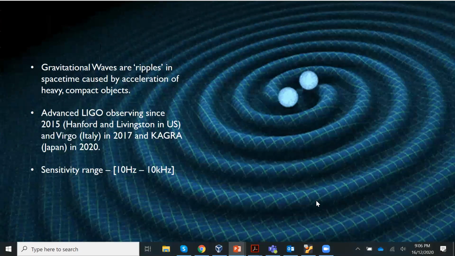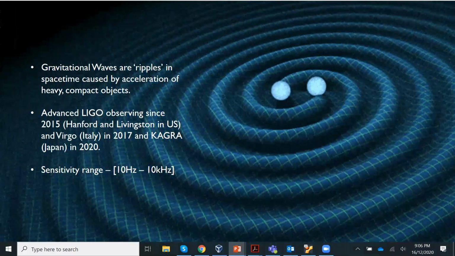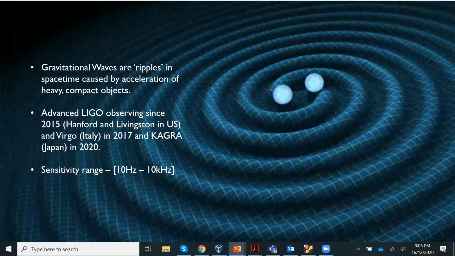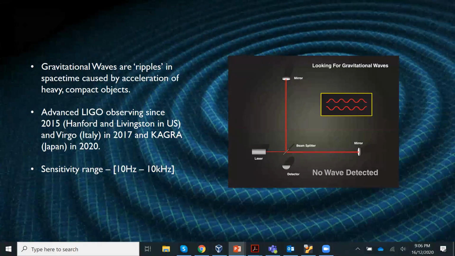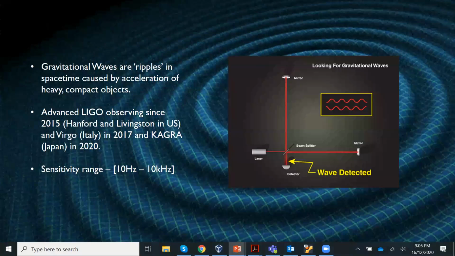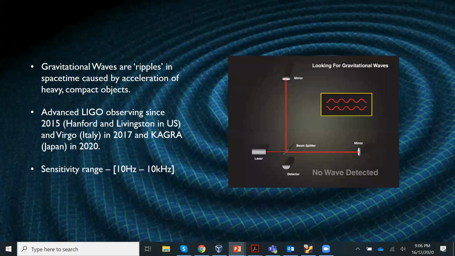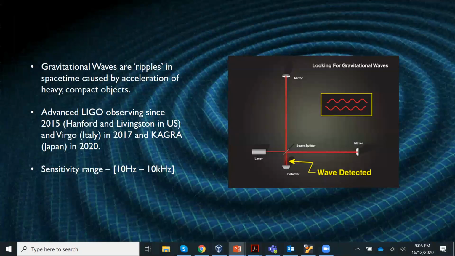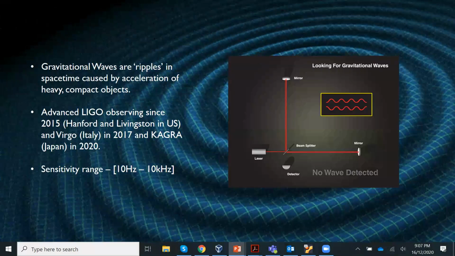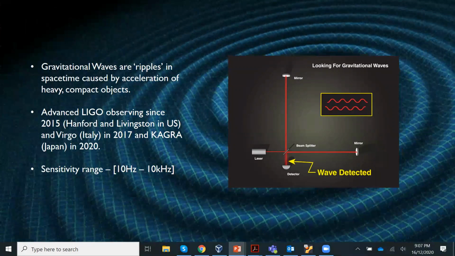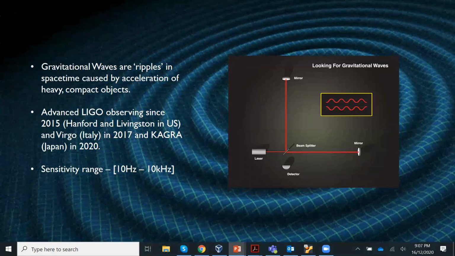Gravitational waves, as you all know, are propagating disturbances or ripples in space-time, caused by the acceleration of heavy compact objects like black holes or neutron stars. They are detected by instruments called LIGO, or the Laser Interferometer Gravitational-Wave Observatory. The first two detectors in operation were Hanford and Livingston in the US, and then Virgo in Italy joined in 2017. And finally, towards the end of this year, during LIGO's third observation run, the Japanese effort KAGRA joined the detection as well.